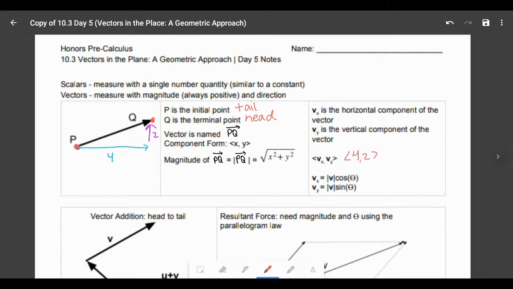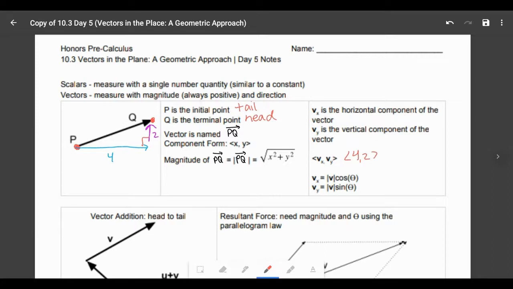The reason why this is important, referring back to magnitude, is because now notice we have made a right triangle. Well, how have we found the hypotenuse of a right triangle in the past? Well, we have used the Pythagorean theorem. That's where this magnitude equation comes from.